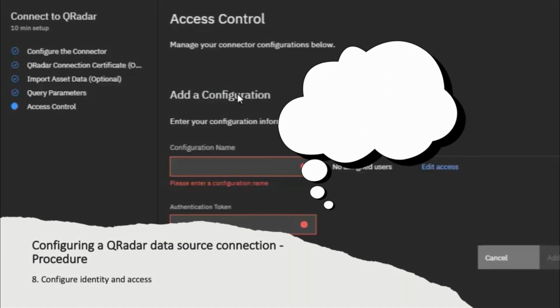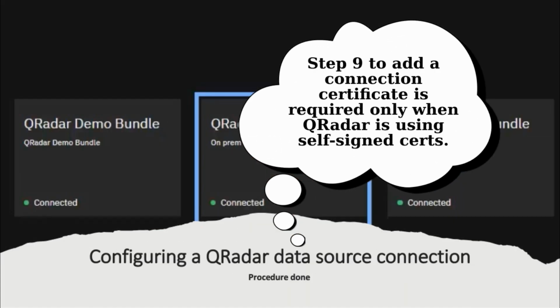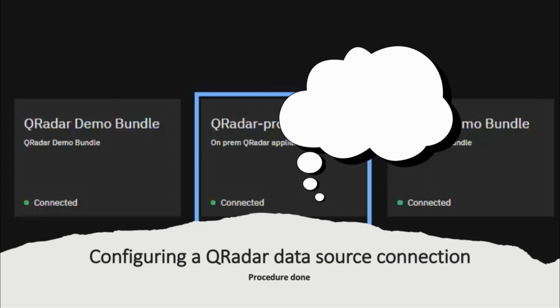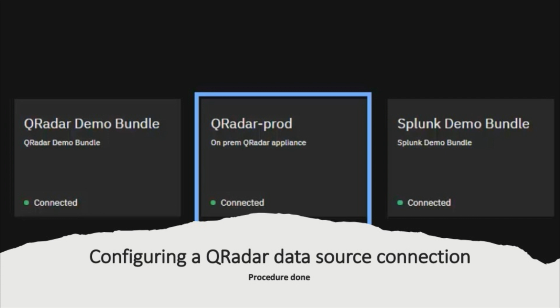Step 9. Adding a connection certificate is required only when QRadar is using self-signed certs. Once the connector has been configured, it will show in the list of data connectors. You can test the connection to verify completion of the process of configuring a QRadar connection.